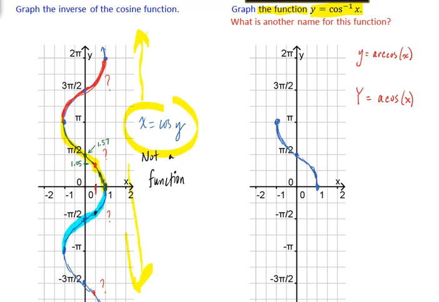Okay. So if we talk about x equals cos y, or if we refer to the inverse of y equals cos x, that's something that is going to be one to many and will go up and down forever and will not be a function.